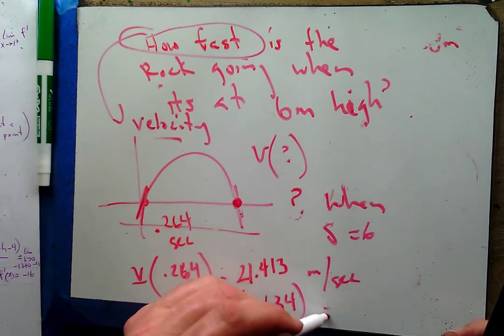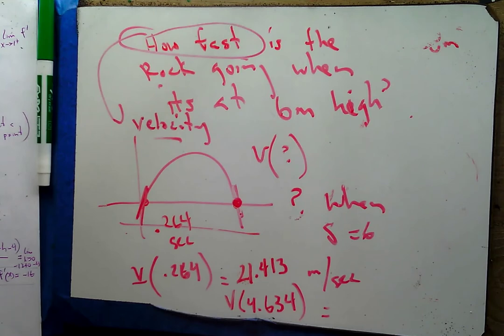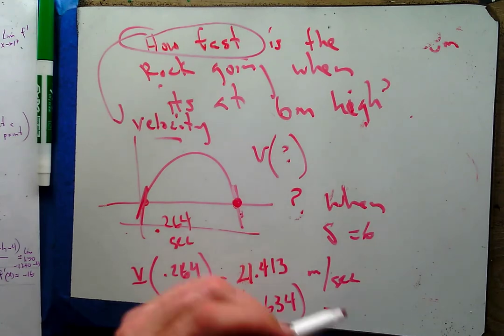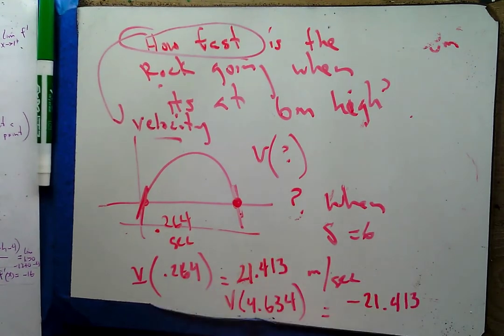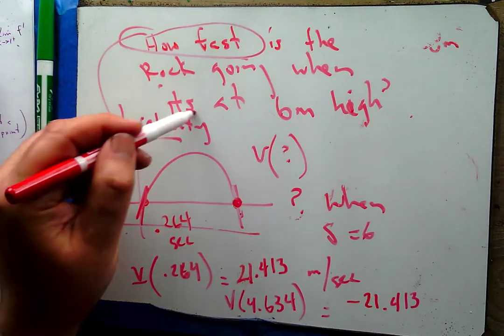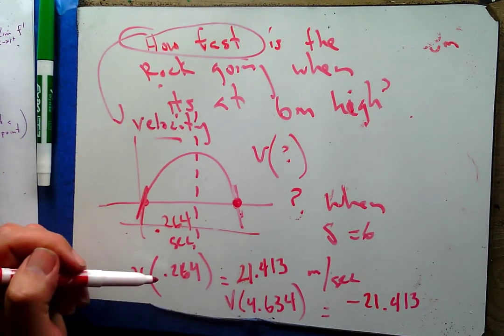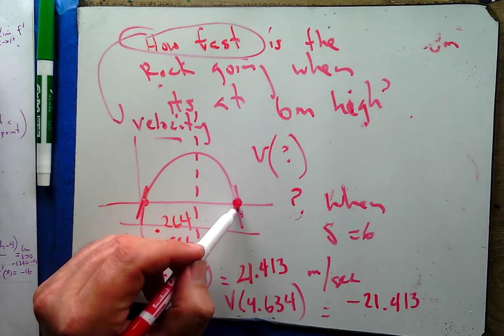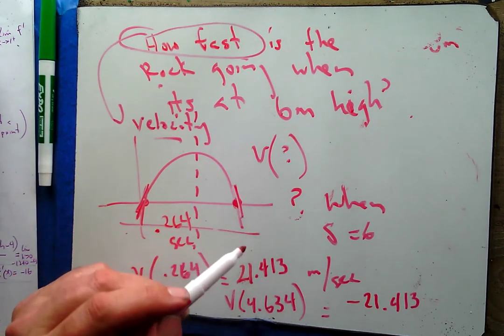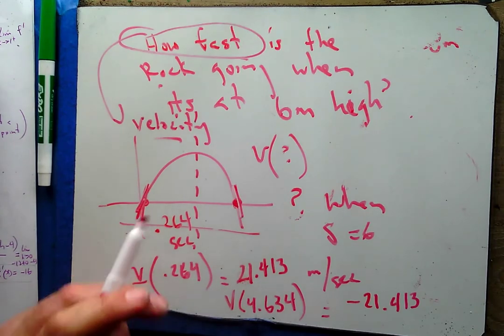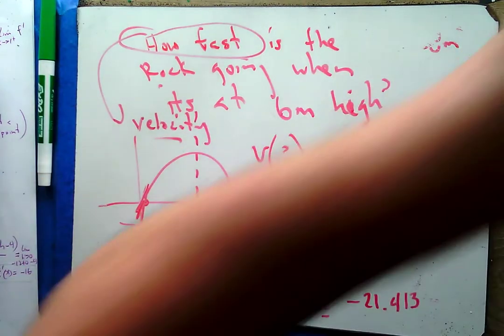This is 21.413 meters per second. And now if I type in 4.634, I end up with negative 21.413. Oh, isn't that interesting? It's almost as though there's an axis of symmetry running through this, so that this is a reflection of that, and so that this positive slope would have a corresponding negative slope on that same symmetric point. Okay, nice.